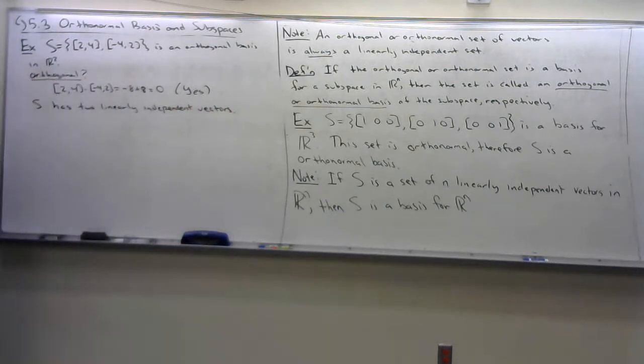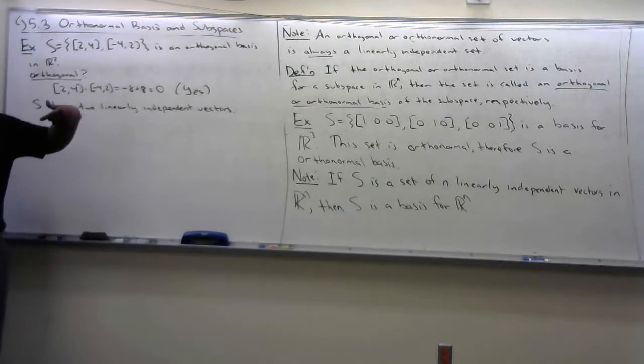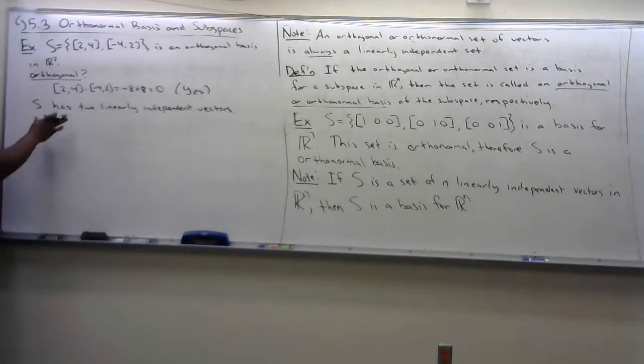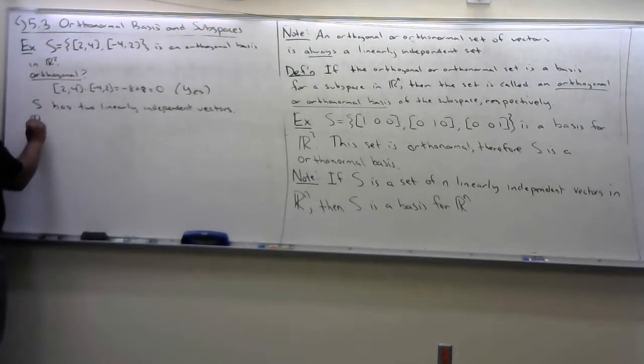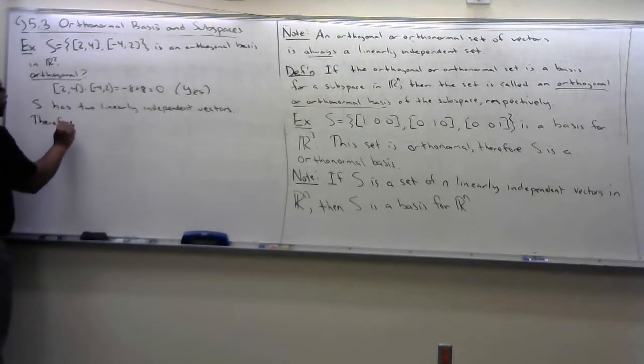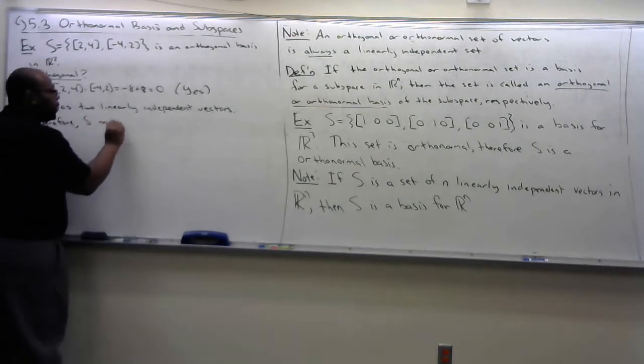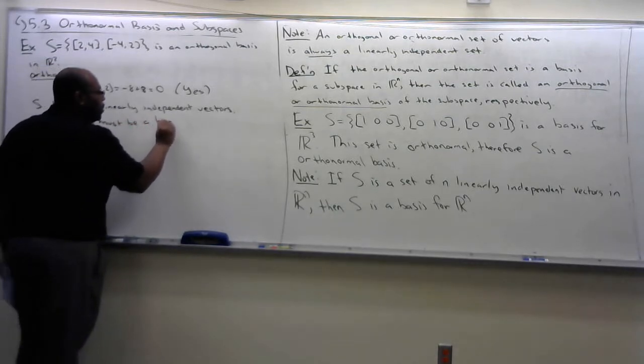Since S has 2 linearly independent vectors, how many linearly independent vectors do I need to be a basis for R2? I just need 2 basis vectors, right? S has 2 linearly independent vectors. So since S has 2 linearly independent vectors, S must be a basis for R2.